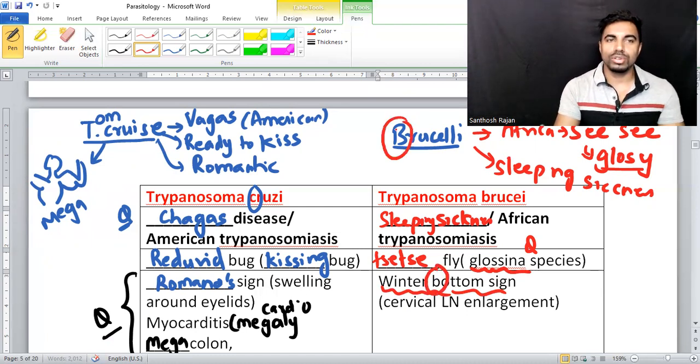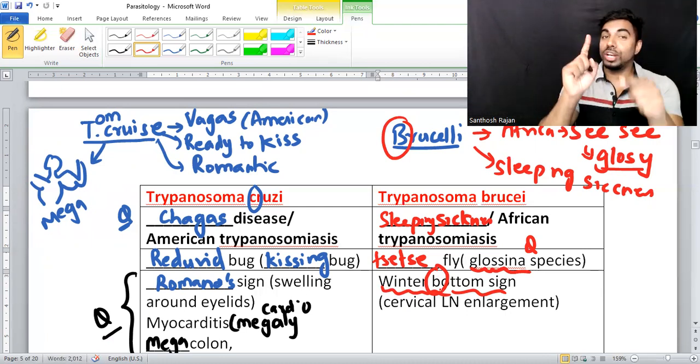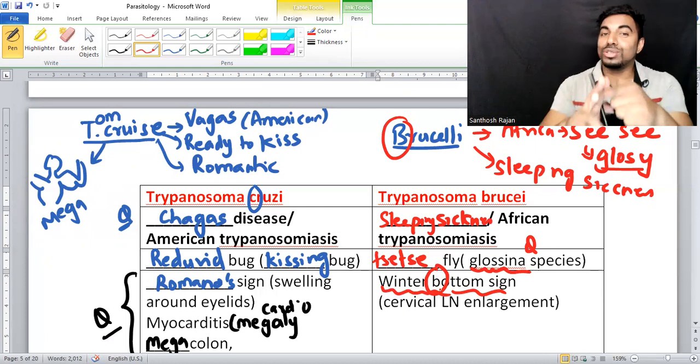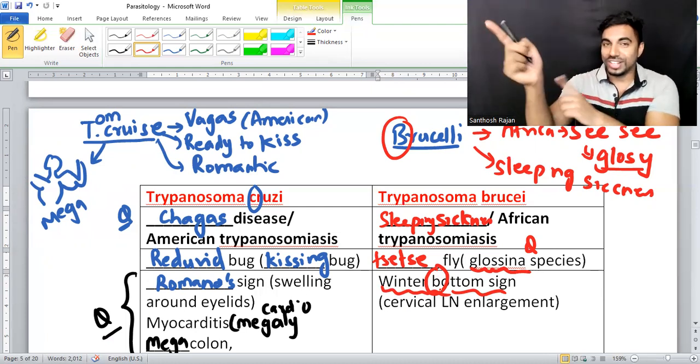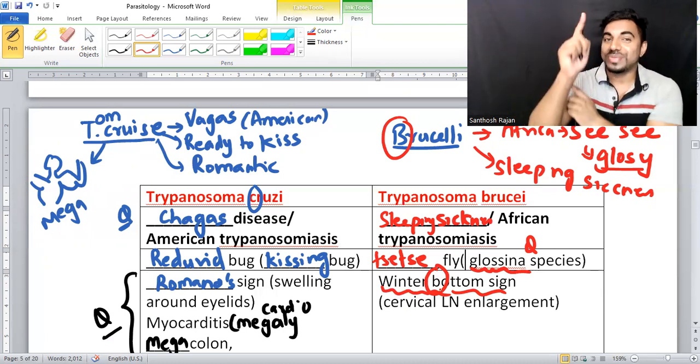B for Bruce Lee, you can remember like B for B. Okay, so this is the winter bottom sign. So don't forget about Waterhouse-Friderichsen syndrome and water can perineum. Which STD is water can perineum? Gonococcus. Waterhouse-Friderichsen syndrome is in meningococcus.